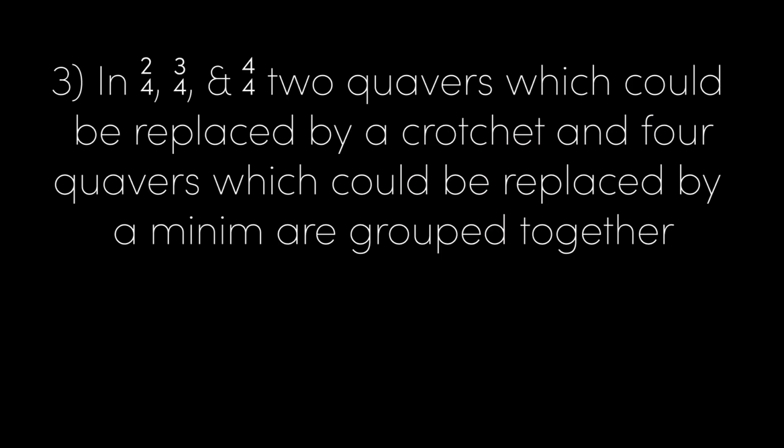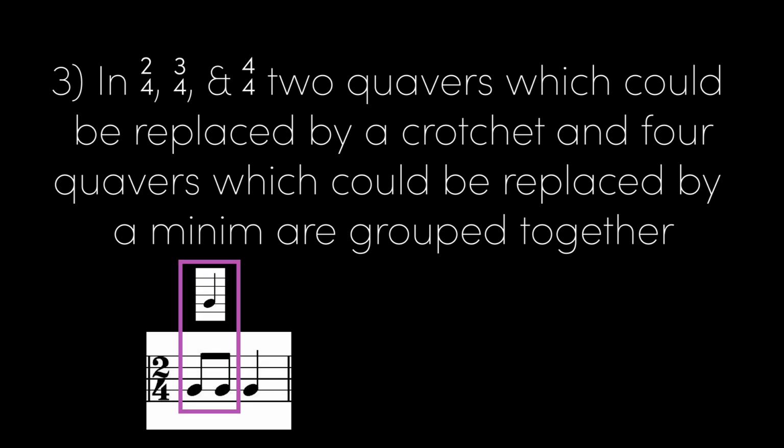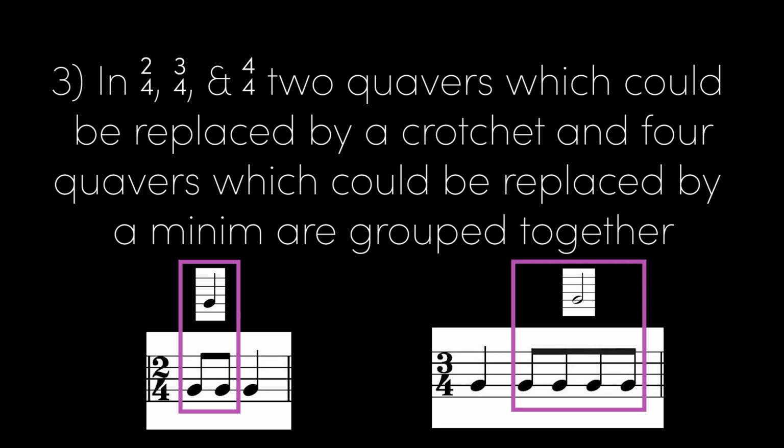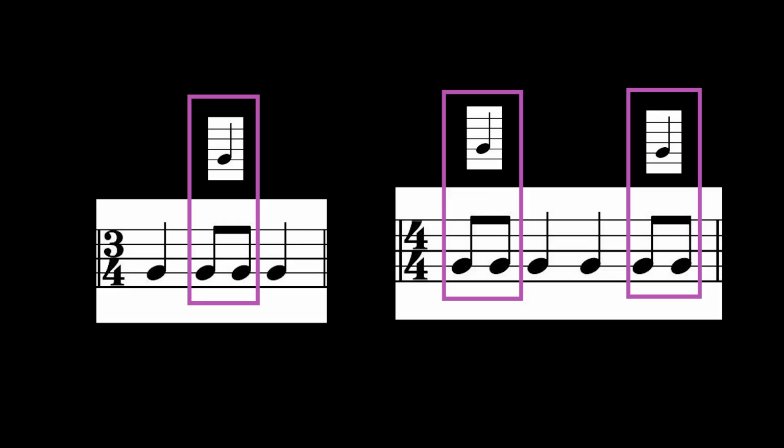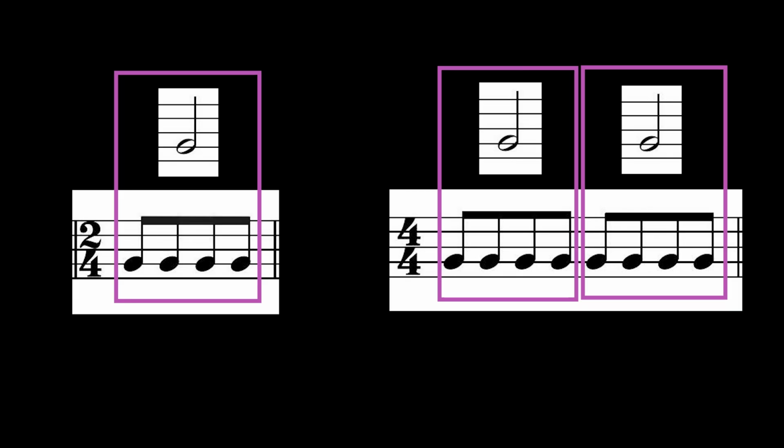Rule 3. In 2/4, 3/4, and 4/4 time signatures, 2 quavers, which could be replaced by a crotchet, and 4 quavers, which could be replaced by a minim, are grouped together. So, as you can see in these simple time signatures, these 2 quavers could be replaced by a crotchet or quarter note, so we beam them. And these 4 quavers can be replaced by a minim or half note, so we group them together so that the rhythm is clearly legible.